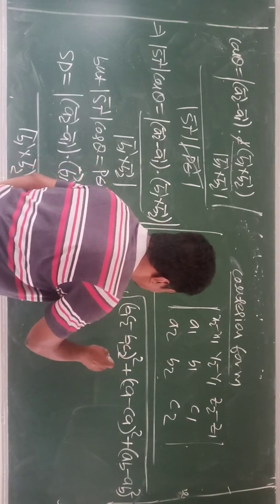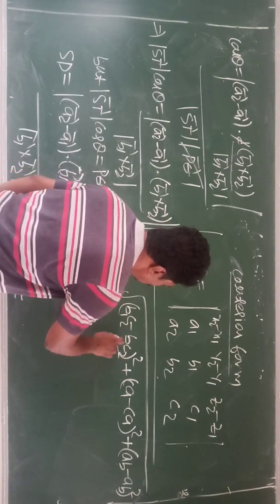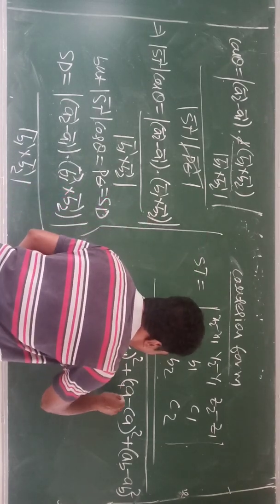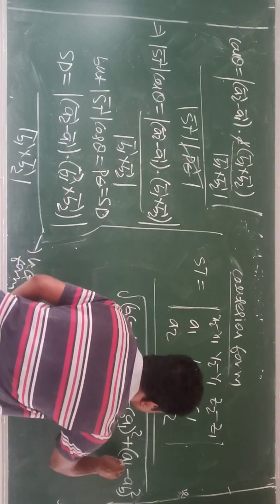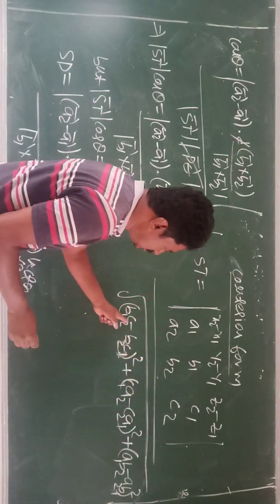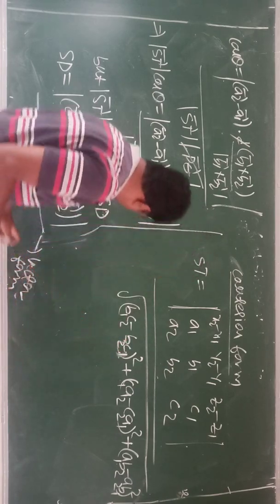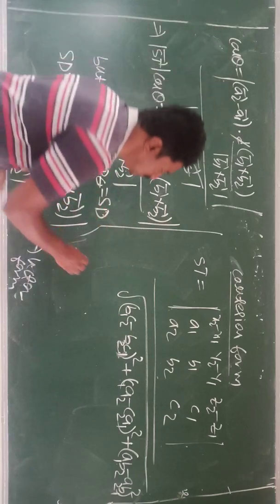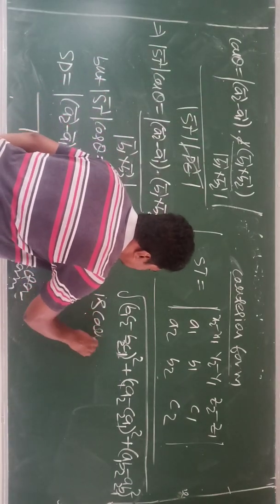So put 1, 2, 2, 1. Reverse it: 1, 2, 2, 1. So this is the Cartesian form: b1 c2 minus b2 c1. You find the length of this and you are going to get the same thing. So this is the Cartesian form.